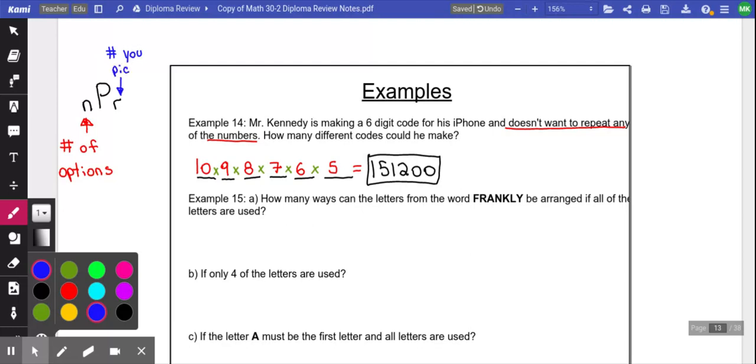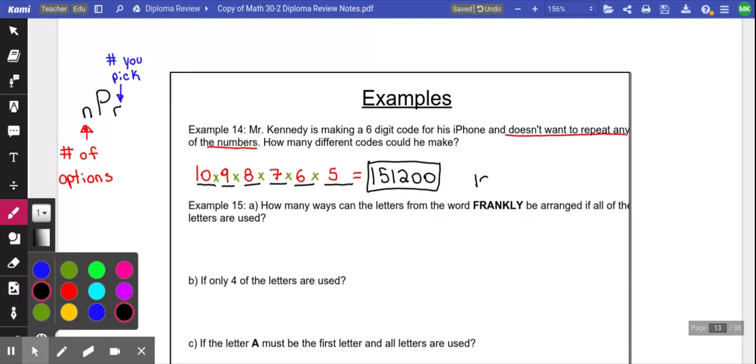So for instance, for this question, there was 10 options because there's 10 different numbers to pick from, and I want to pick 6 of them. There's 10 numbers to pick from: 0, 1, 2, 3, 4, 5, 6, 7, 8, 9, 10. And I'm going to pick 6 of them for my password.